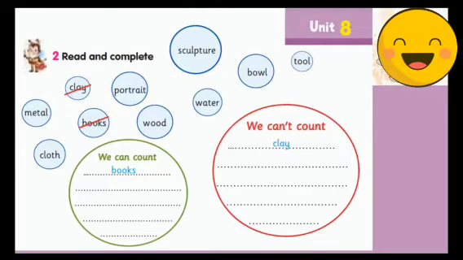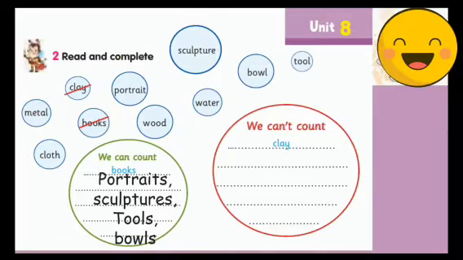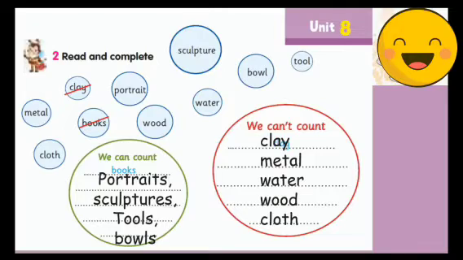Hello again. Okay, let's check your answers. Here, look at the first circle with the green color. We can count books. Okay, what else? We can count portraits, sculptures, tools, and bowls. Great. And we can't count clay. Okay, what else? Metal, water, wood, and cloth. Great. Let's move to the next exercise.